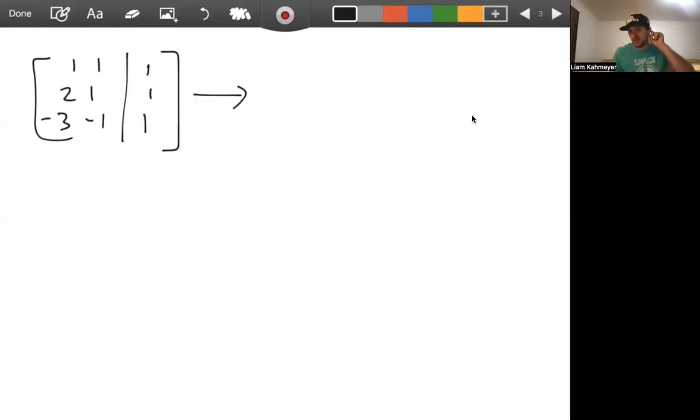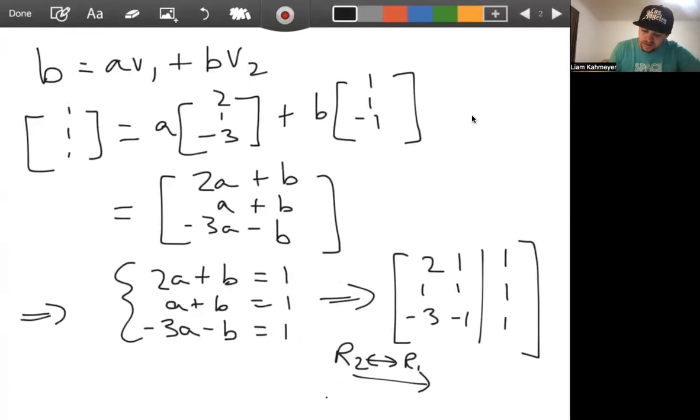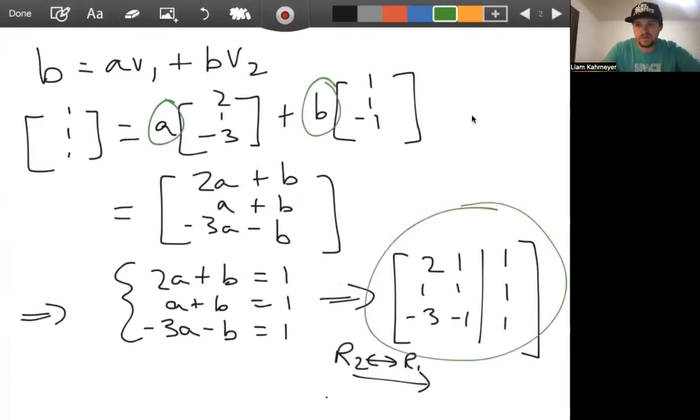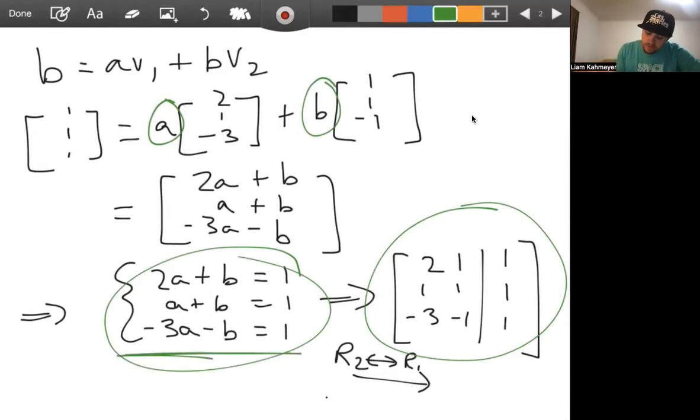We have to put this into a reduced row echelon form, right? Because now the existence of a and b boils down to, does this system have a solution? So asking if such an a and b exist is asking if this system is consistent, right?